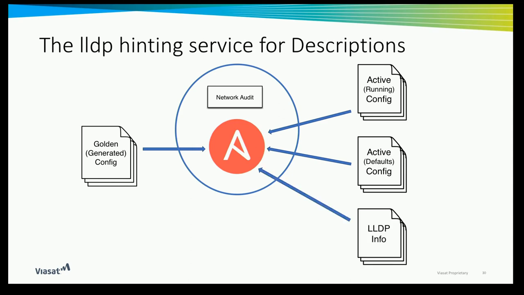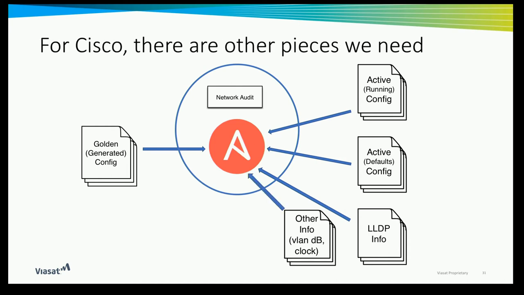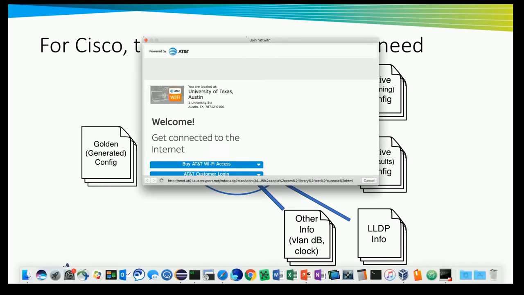We also query the device for its LLDP neighbors. We need that as a validation for our interconnects to our peering partners, for example. So that's important for us to grab. And then we also, for example, from Cisco, the state of their VLAN database isn't shown in their running config, so we go out and we grab that as well.